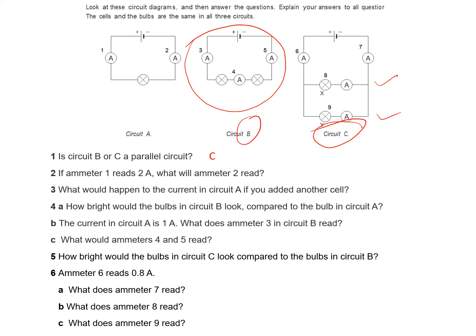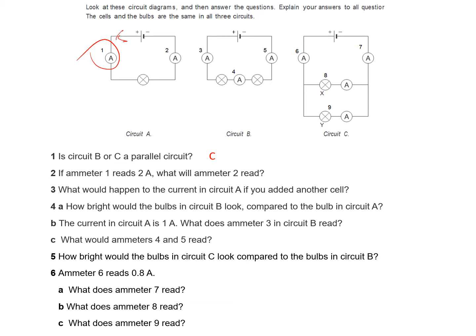If ammeter 1 reads 2 amps, I'm just looking where ammeter 1 is. Okay, I'm just going to rub these bits out so that I can write again. So it says ammeter 1 reads 2 amps. What will ammeter 2 read? You guys tell me. So 2 amps is coming out of the cell. It goes through the bulb and comes out. It's a series circuit, so everything should stay the same. So ammeter 2 will also read 2 amps.